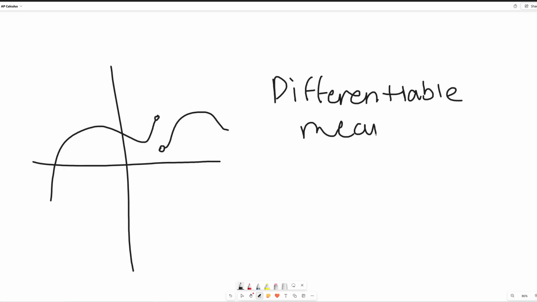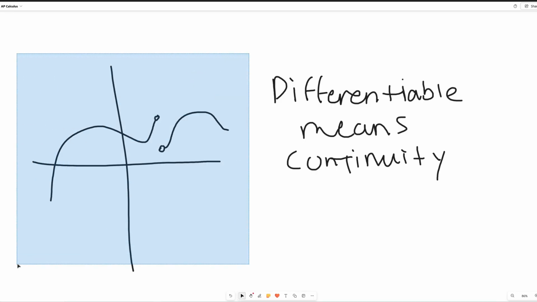Means continuity. So if you see that function f of x is differentiable across its whole domain, and you were doing a proof problem such as IVT, you could say, because it is differentiable, it is continuous. However, it does not go both ways.